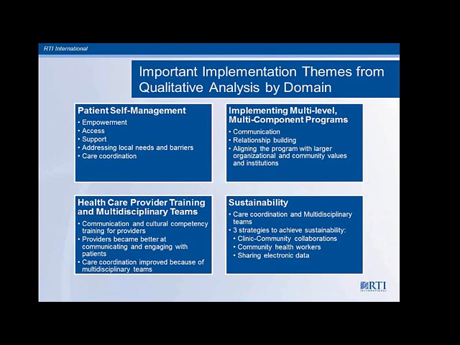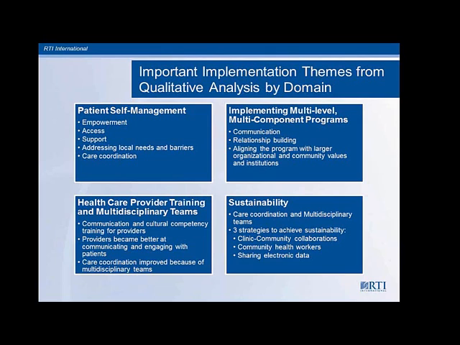And addressing local needs and barriers was a really important theme as well, as was care coordination. So all these particular processes were put in place in site related to patient self-management that made the program successful. We also looked at the implementation of the healthcare provider training and the formation of multidisciplinary teams for healthcare, and found some important themes as well.